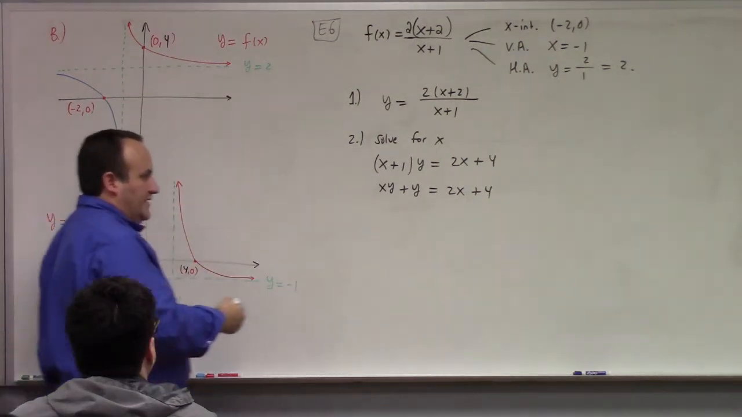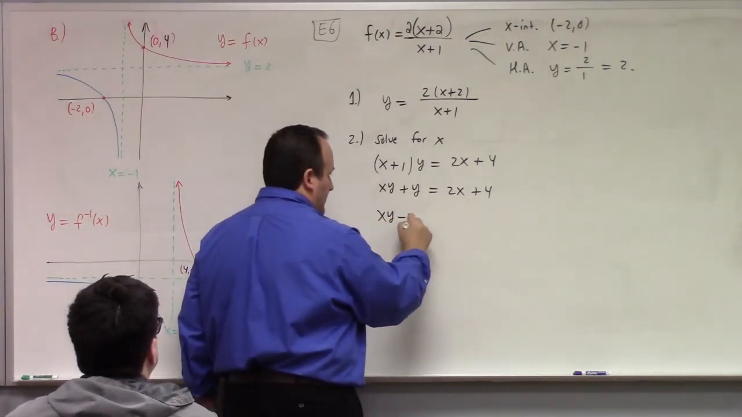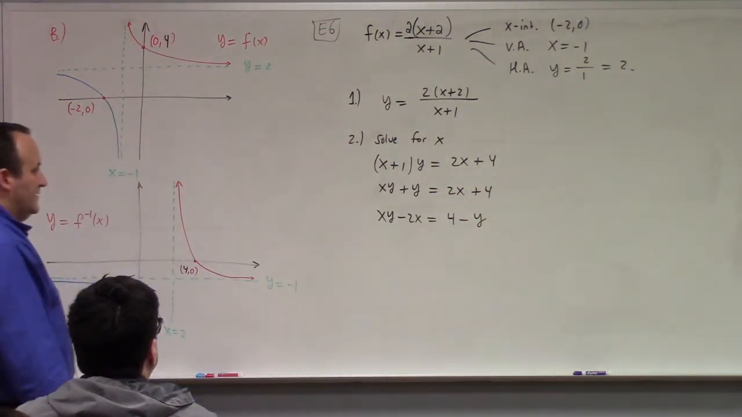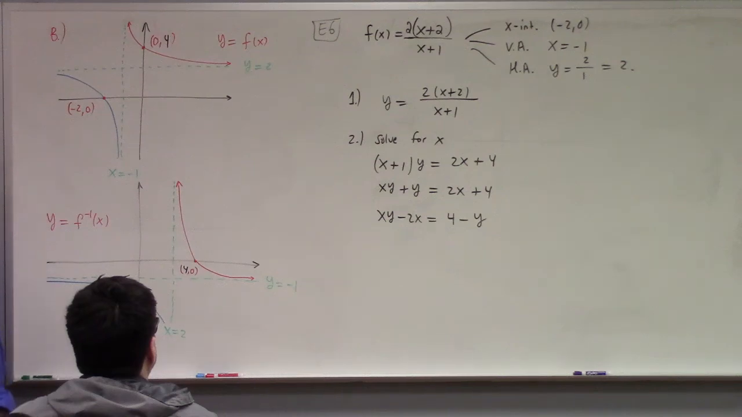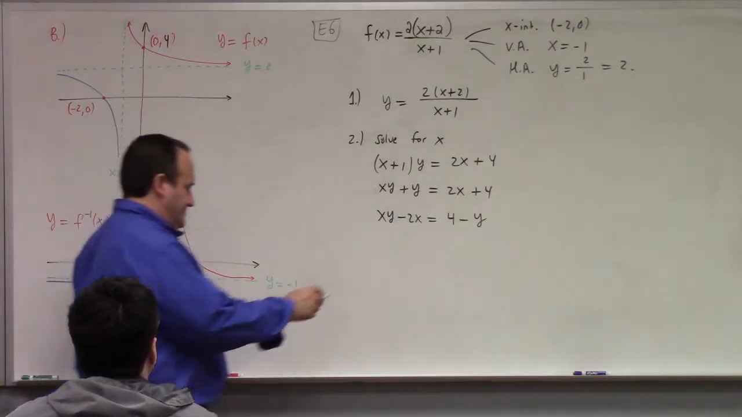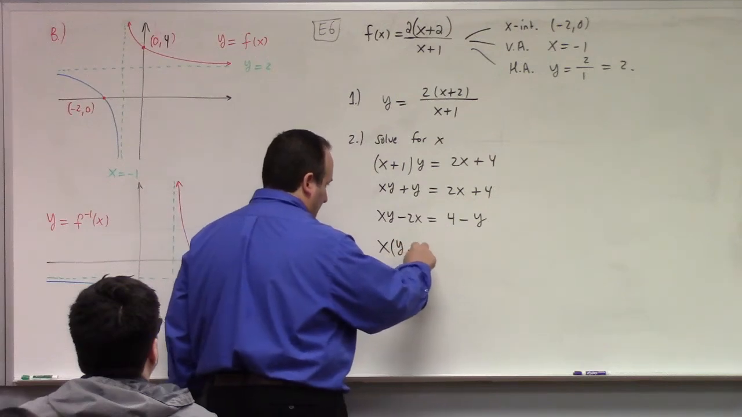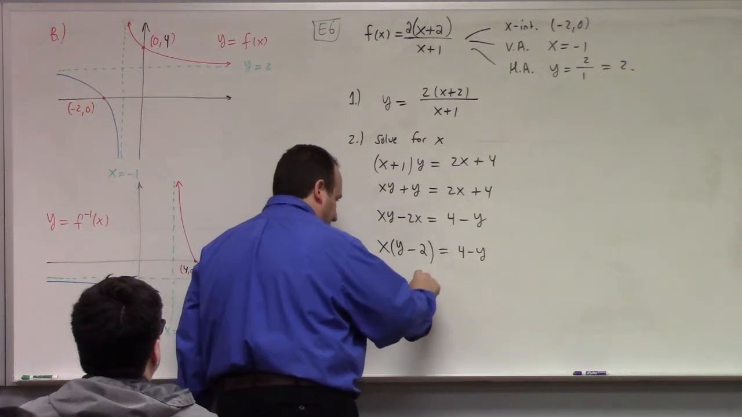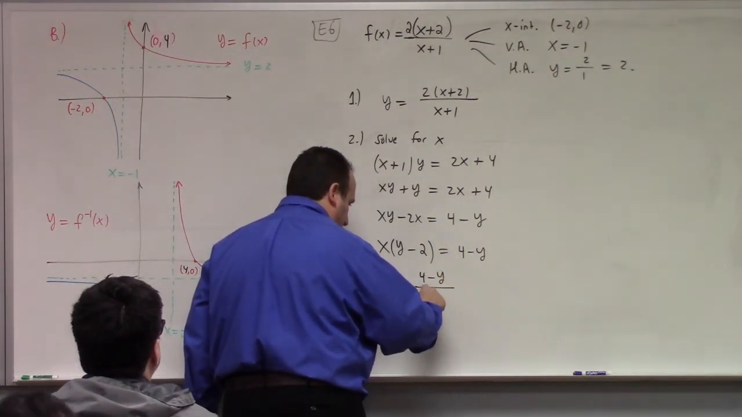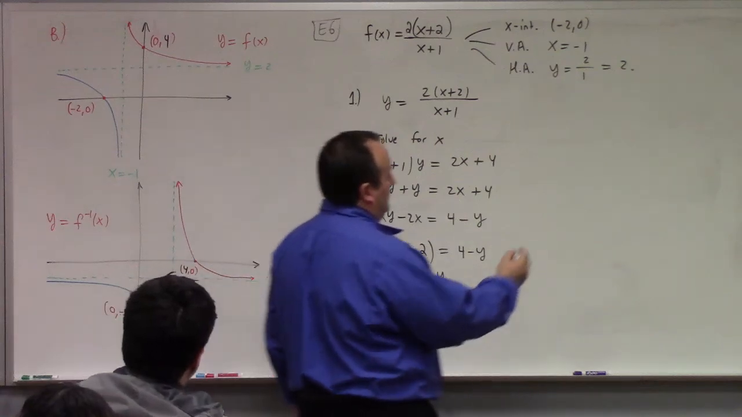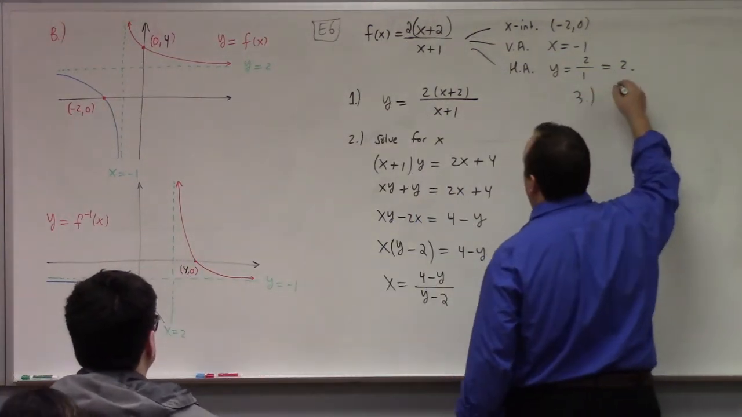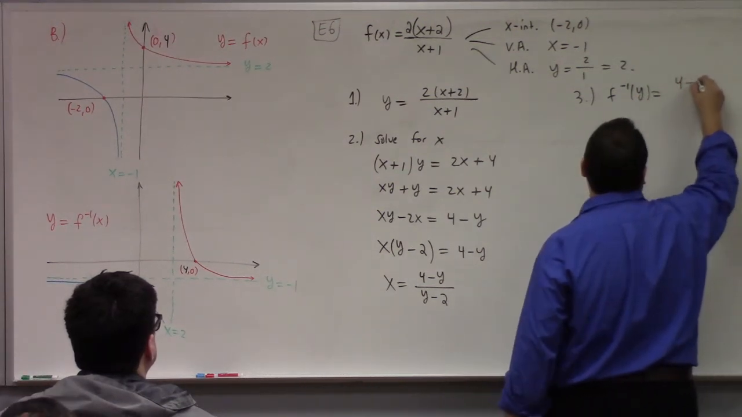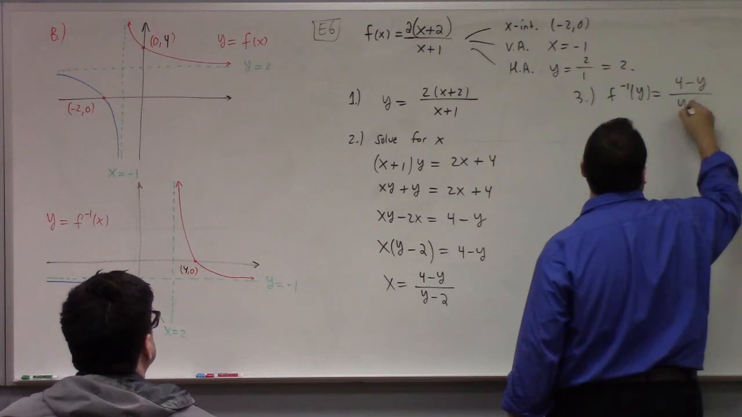Put all your x's on one side. We've got xy minus 2x is equal to 4 minus y. Sorry, my y's and 4's look so much alike. It is what it is. And then factor x out. And then divide. So my step 3 was to write f inverse of y equals the stuff in y. In this case, the stuff in y is 4 minus y divided by y minus 2.